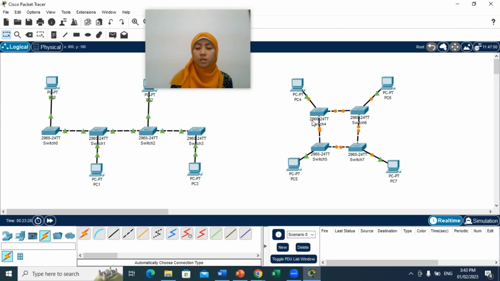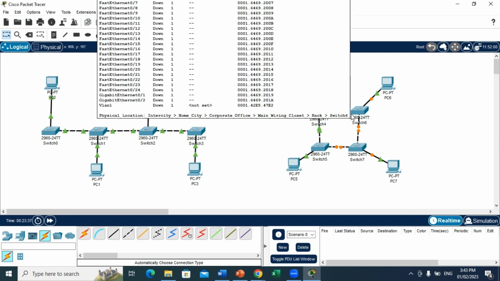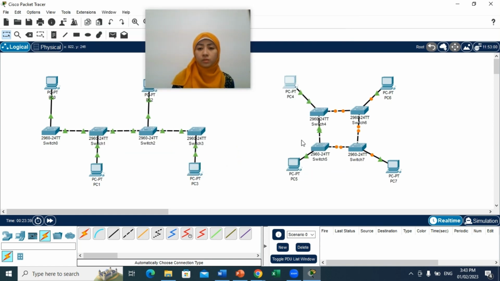Okay, so this is the ring topology. As you can see, it's formed as a circle and it's connected from one point to another until the last.